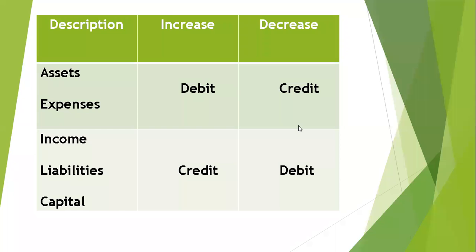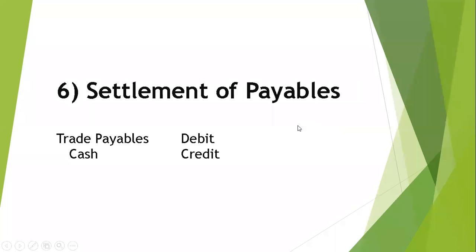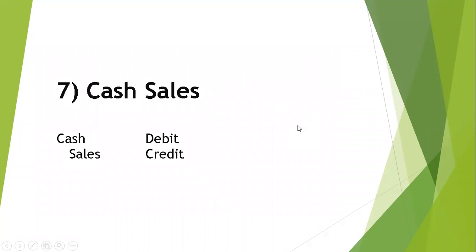So let's go to that example. Cash sales. We are going to debit cash. At the same time, we are going to credit the sales account. So be clear with that.